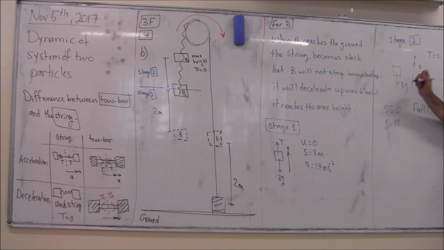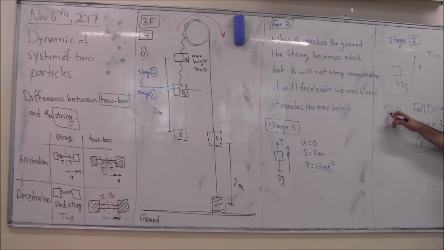F net is still upward. The particle continues in its motion upward. What do we have? Minus 3g. Why minus? Because the 3g acts against the motion. It equals 3a. So a equals minus 9.8 meters per second squared. Yes, it's the acceleration of free fall. Definitely, because the only force acting on it is what? The weight.